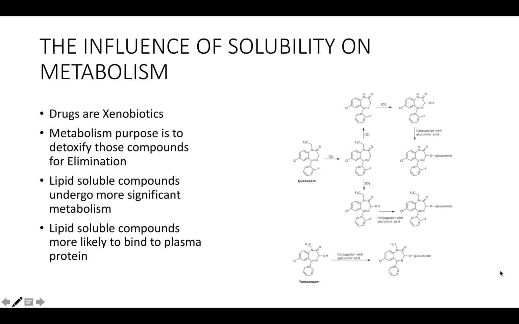Now, the last point that we'll look at is the influence of solubility on metabolism. Now, the role of metabolism is to convert drugs that are taken in the system and to make those drugs more hydrophilic so that they can be eliminated by the system. So the more lipophilic a drug is, the more likely it is to go through metabolism. So think about it this way: drugs are xenobiotics, right? So when they get in the system, they're looked at as foreign objects by your body. And the goal is to detoxify these foreign objects so they can be eliminated.